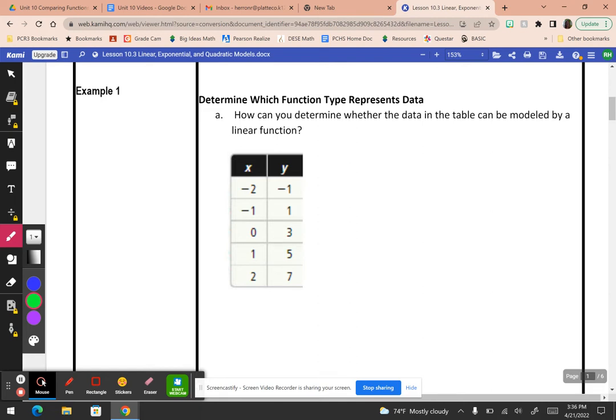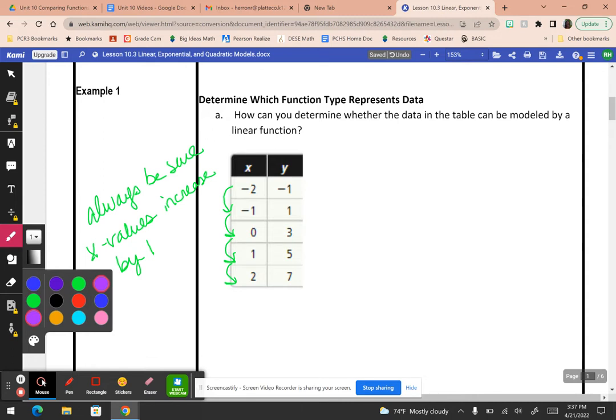We're just going to talk about how you can look at a table of values and tell if it's linear, exponential, or quadratic. The first thing we always want to make sure is that your x values are always increasing only by 1 each time in the table. If they're not, it's going to throw off what our numbers are doing on the right side for the y. So always make sure x values increase by 1.